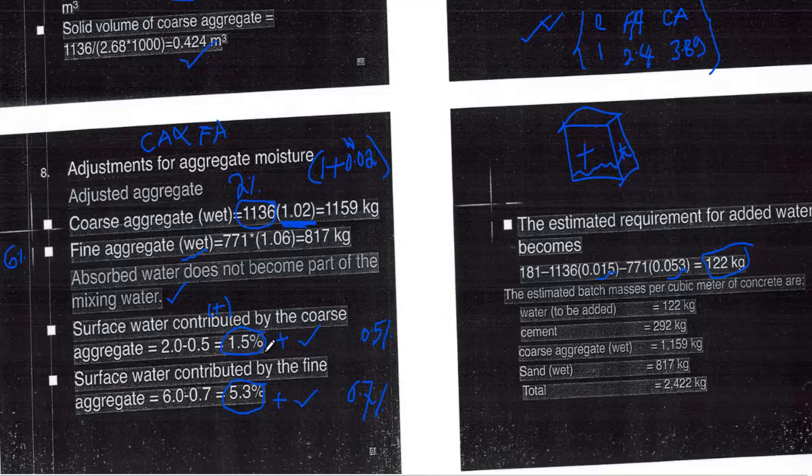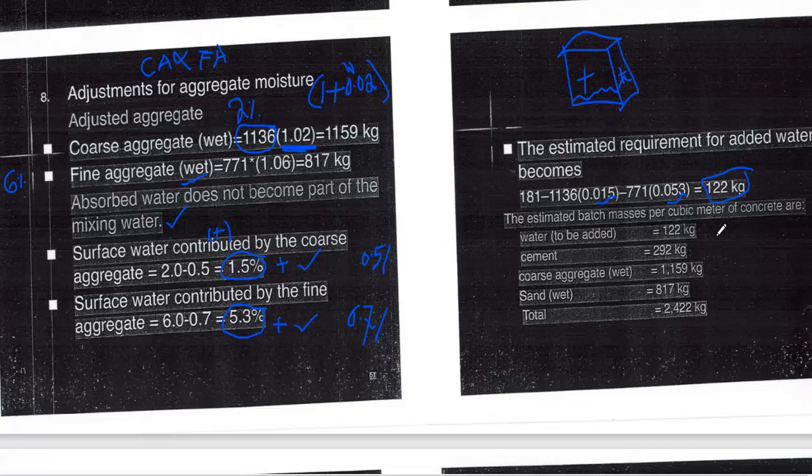So now have a look. You are getting another ratio that is called this and this. So you find water is 122. So now you can calculate the new water cement ratio. How much? Adjustable. Who can tell me? 122 divided by 292 is 0.417. So keep in mind this 0.417 is adjusted. This is not the accurate one.